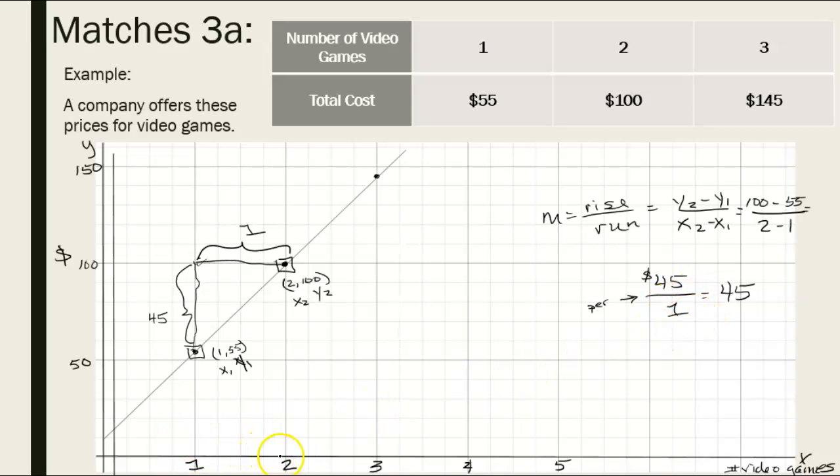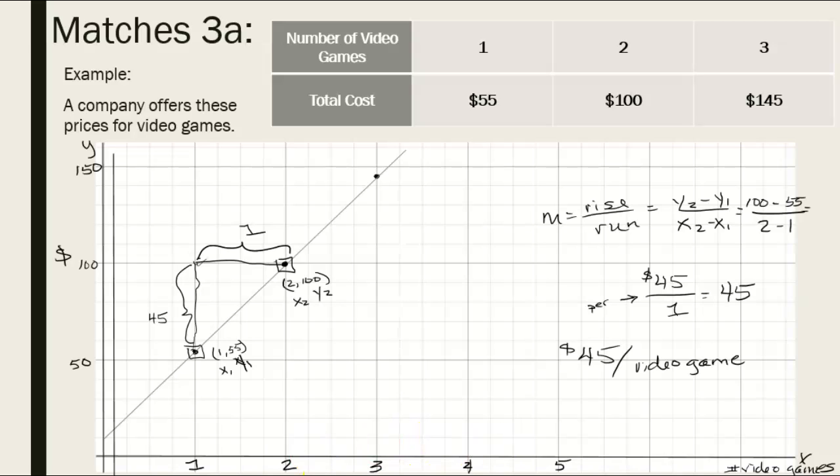What does my x-axis represent? Well, that's video games, okay? So what this represents is $45 per video game. Okay, so literally when they ask you what does the slope represent, they are asking for labels. I can get those labels from the table. I can get it from the graph if it's a graph that is labeled properly. So there's lots of places that you can get that.